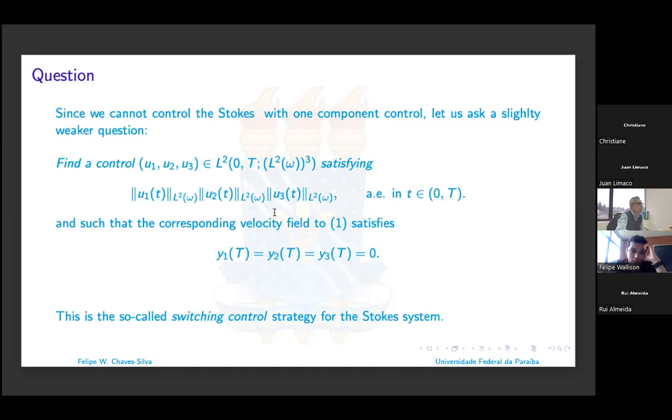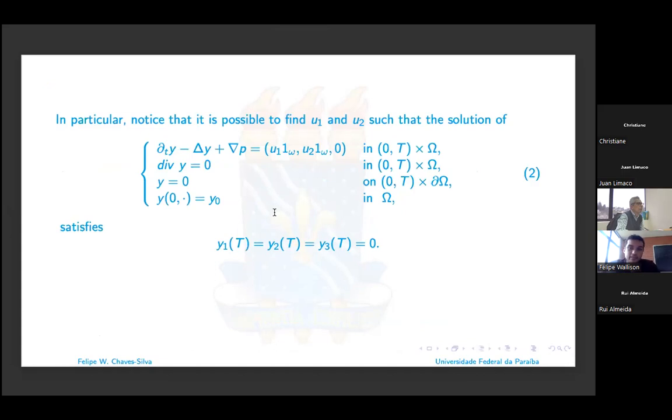So what you want to do now is the following. When you have two components, we know that we cannot control with one globally in time. But our question is, can you control at each time with only one component? For instance, in a time T1, you have only one U1 acting, and then in a time T2, you have only one U2 acting. Globally you have two controls, but simultaneously they cannot act at the same time. So somehow you have only one control at each time.